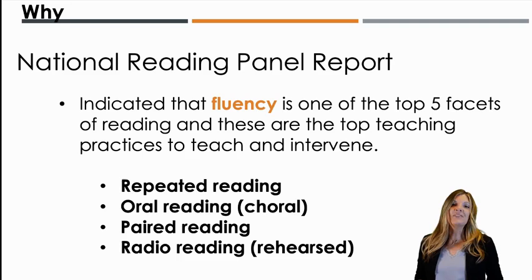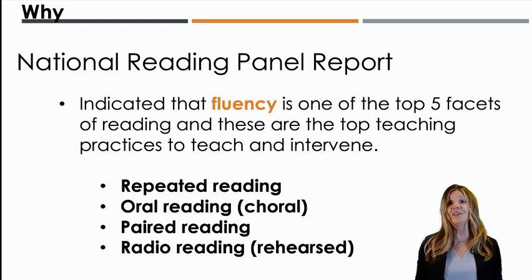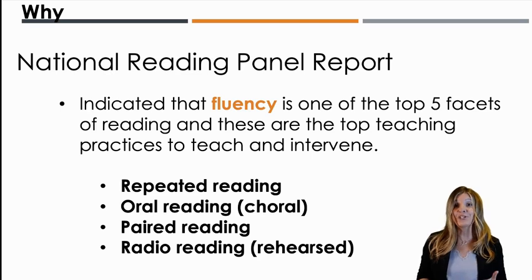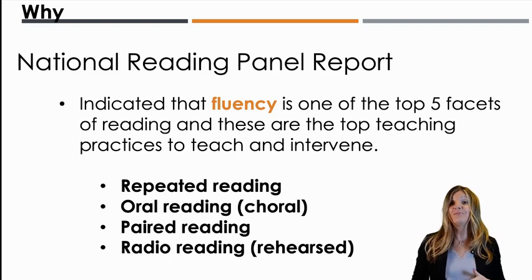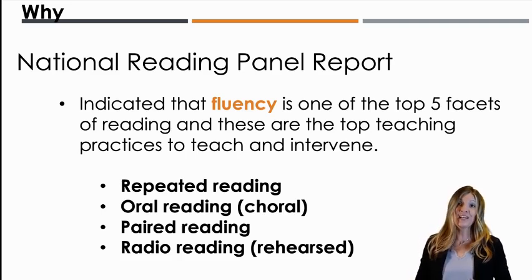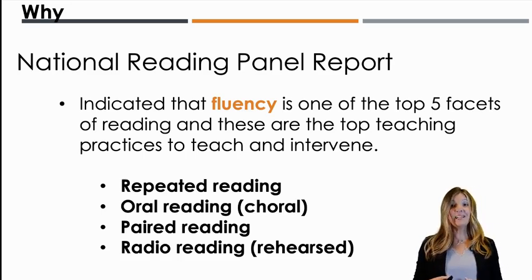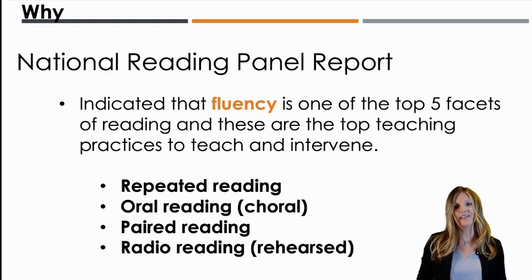The National Reading Panel in 2000 did a giant assessment of all of the reading research to give an accurate representation of what reading instruction should look like. And that's how the 5 components of reading were born. Fluency was definitely one of the top facets of reading instruction, and these are the best ways to teach fluency: repeated reading, oral or choral reading, paired reading, and radio reading. We're going to talk through each of those in this module.